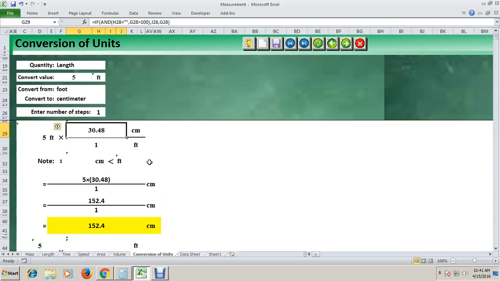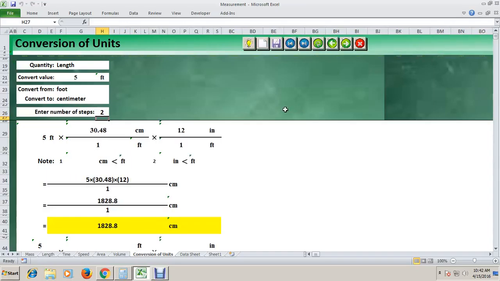So in order to convert 5 feet into the number of centimeters, perhaps we could employ a two-step solution instead of one. Making use of a two-step solution, converting feet to inches and then converting inches to the number of centimeters, just like what you see on this module.